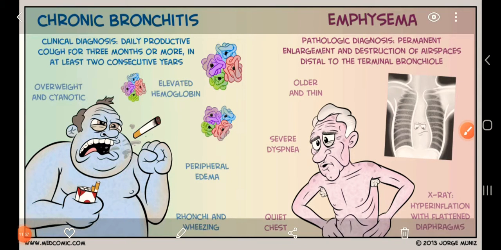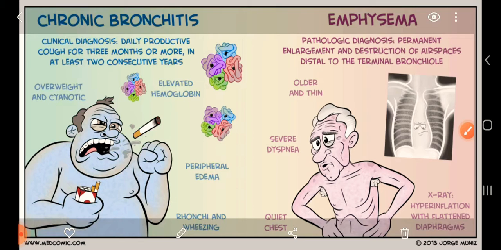So here is the picture showing the difference between chronic bronchitis and emphysema. Chronic bronchitis is a clinical diagnosis based on daily productive cough for 3 months or more in at least 2 consecutive years. And emphysema depends upon pathological diagnosis, like permanent enlargement and destruction of the air spaces distal to the terminal bronchiole.